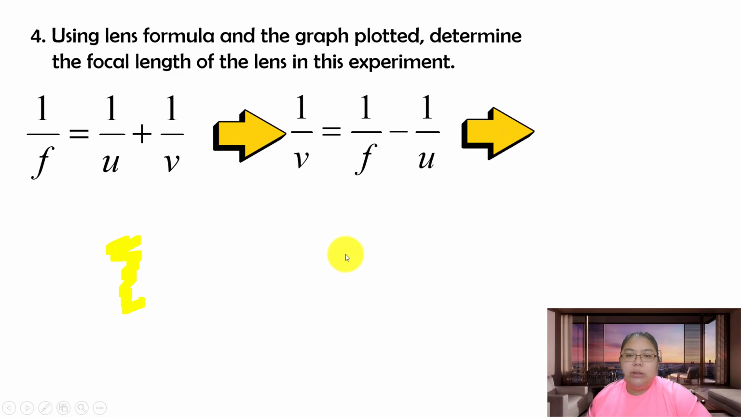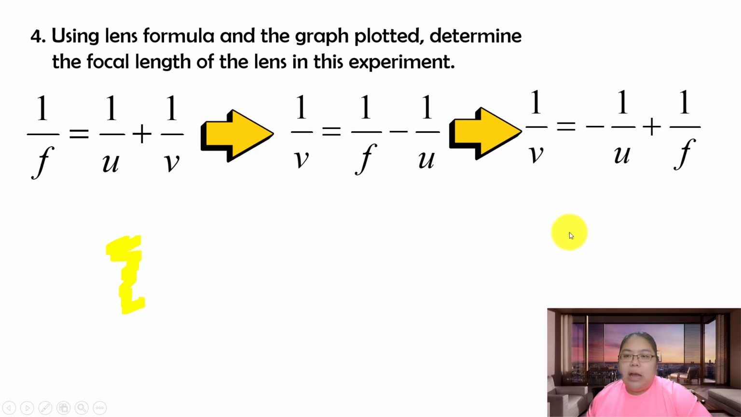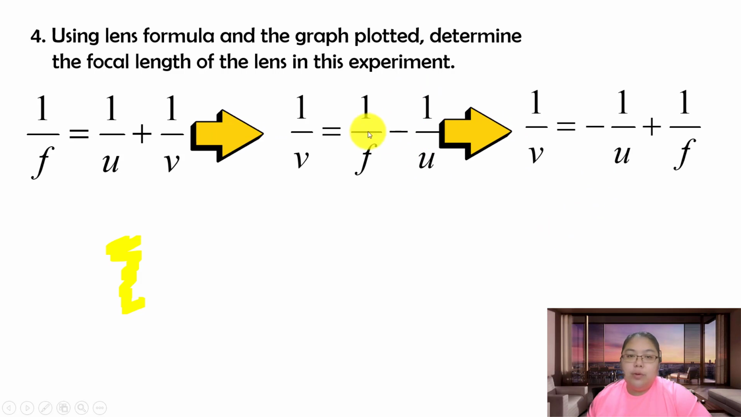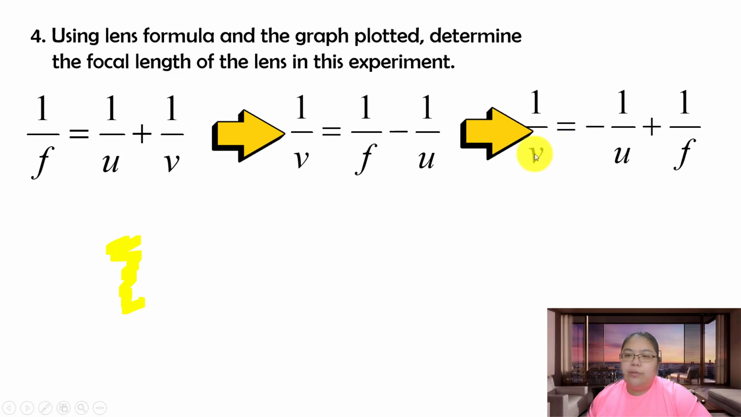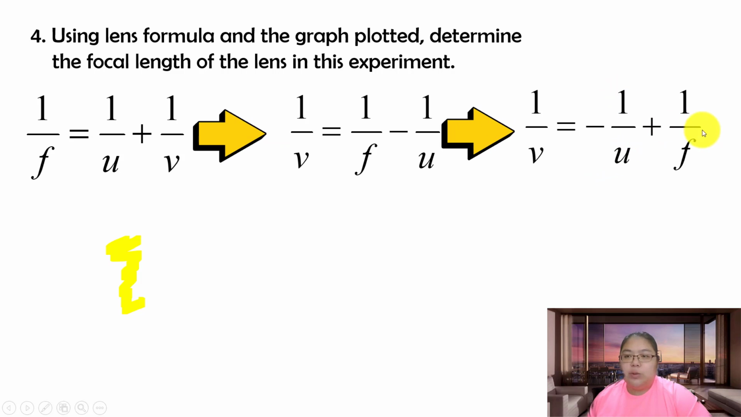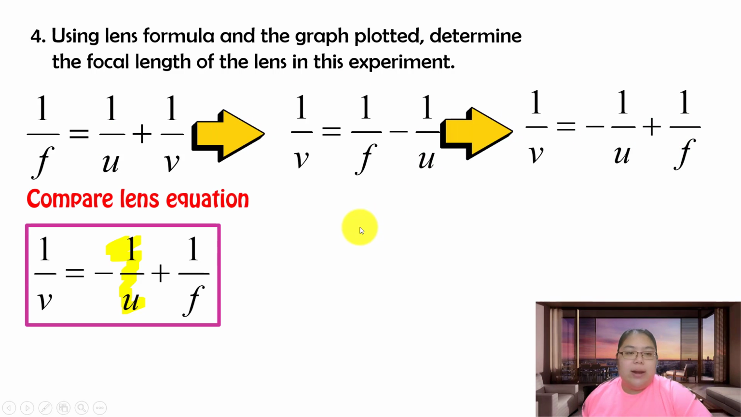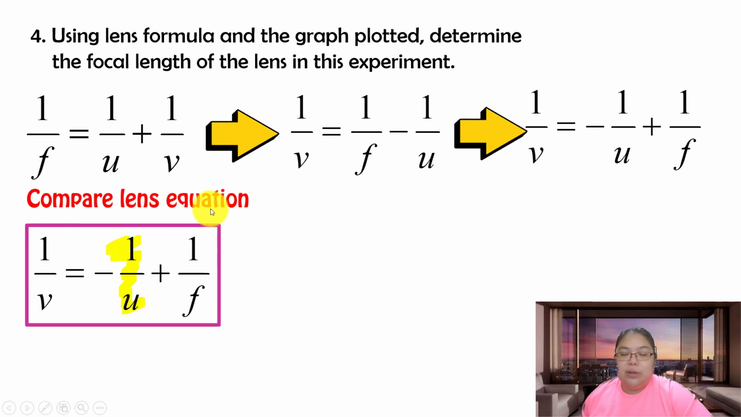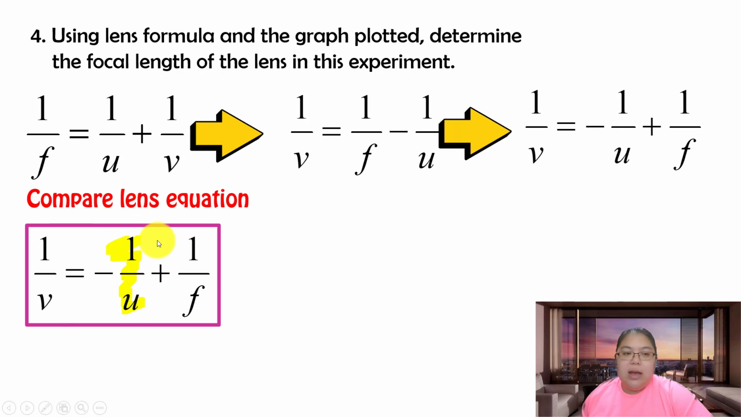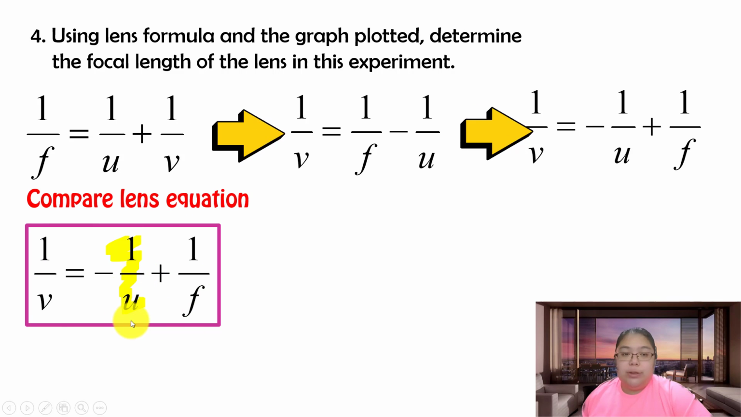Now I continue to move. I want to move the 1 over u to the front a little bit. So 1 over v equals negative 1 over u plus 1 over f. Make sure you understand this whole row, I just move the positions only. Now compare with the lens equation. This one I already moved just now. I want you to focus on 1 over u.